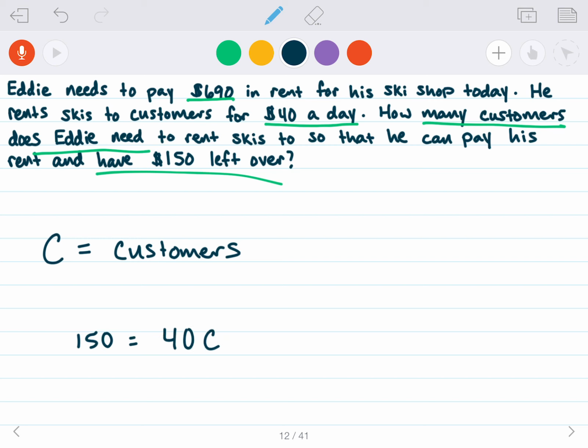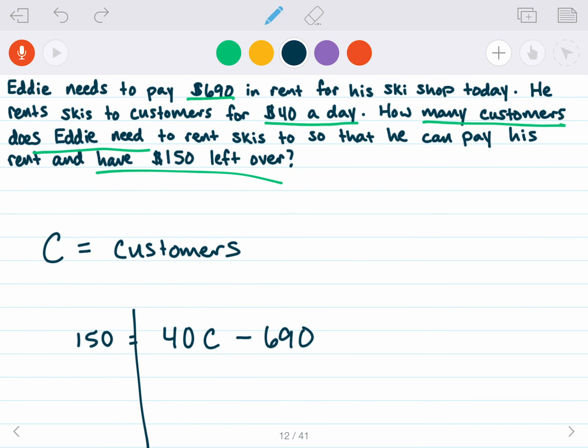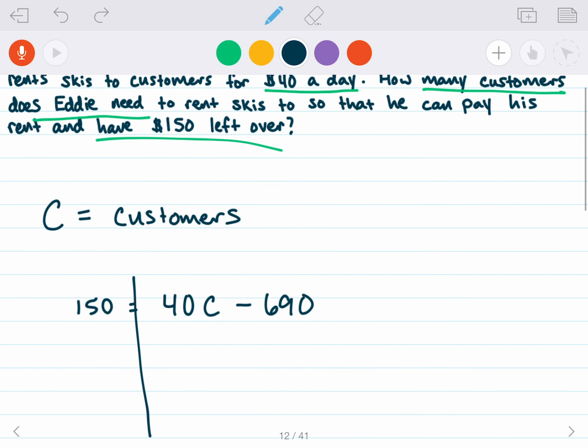40 times C is $40 per customer. And then he also needs to pay $690 in rent. So whatever he makes from the $40 per customer, we need to take away $690 for rent. Okay, so this is our equation. So he wants 150 to be left over when he rents skis to his customers and then takes away the cost of the rent. All right, so let's go ahead and solve this equation for C. How many customers does he need to have 150 bucks left over? And then we're going to check our answer to see if it actually makes sense.